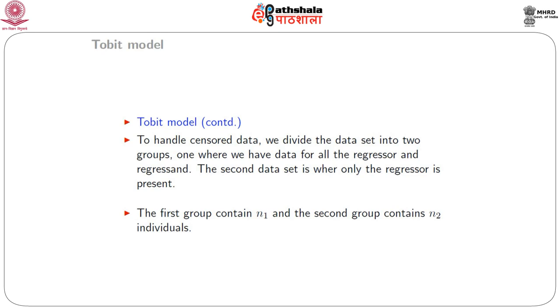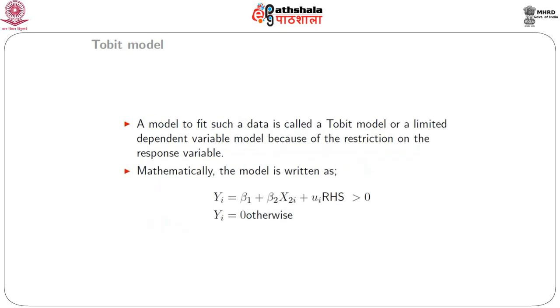In a sample where we have values of the regressant only on some individuals, such data are called censored, and such a sample will be called a censored sample. A model to fit such data is a Tobit model, where we have certain values for the regressant or the dependent variable. However, some other values are missing. So a model to fit such data is the Tobit model, or the limited dependent variable model, which is another name for this class of models fitted to such data. Because of the restrictions on the values of the regressant, this model is called a limited dependent variable model.